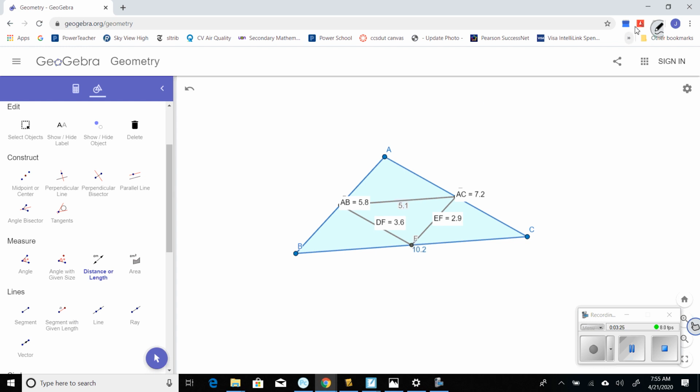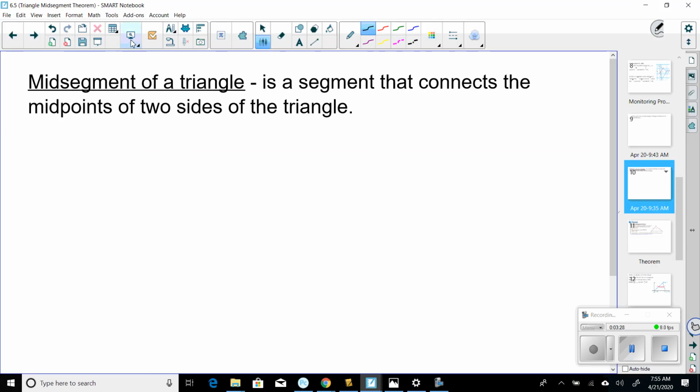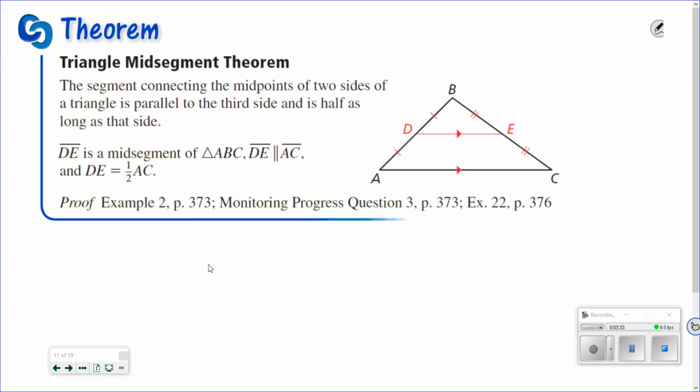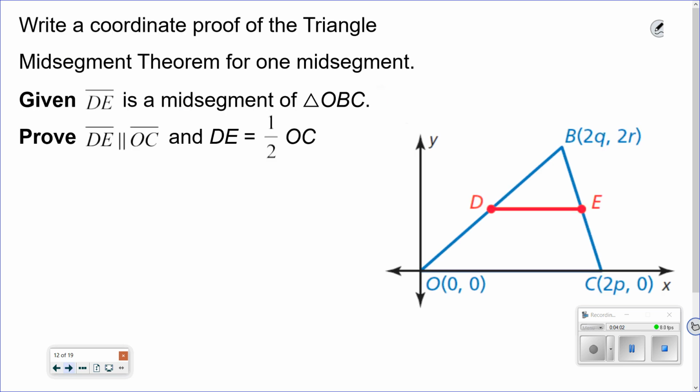So that brings us to what we're going to be talking about today, and that is the triangle mid-segment theorem, and it's pretty simple. All it says is if DE is the mid-segment of the triangle, then it will be half of the third side, half of AC. Also, the second part is that DE will be parallel to AC. So those are the two things you have to know. If you have a mid-segment, it has to be half of the third side, and it has to be parallel to the third side.